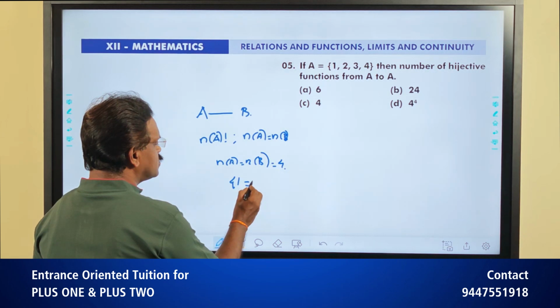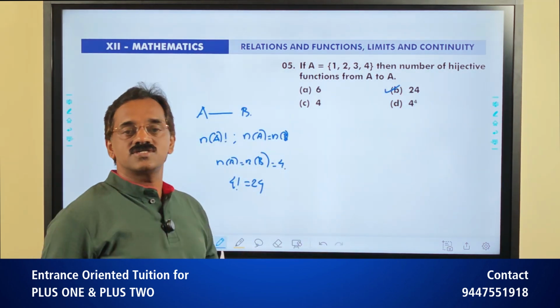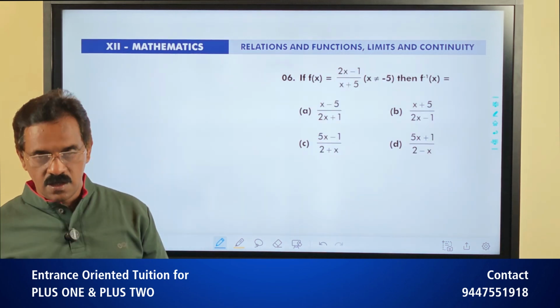4 factorial, which is equal to 24, and 24 is choice B.